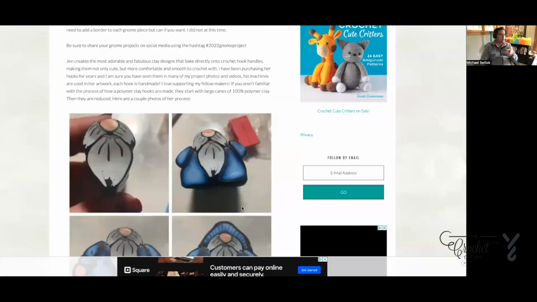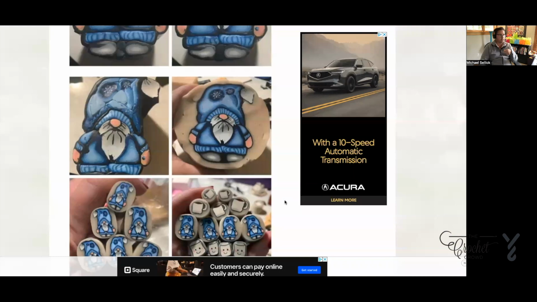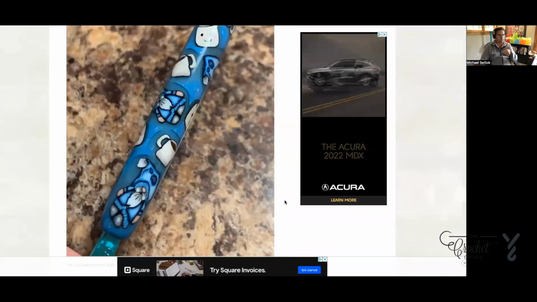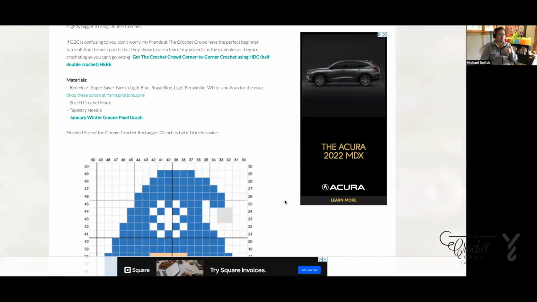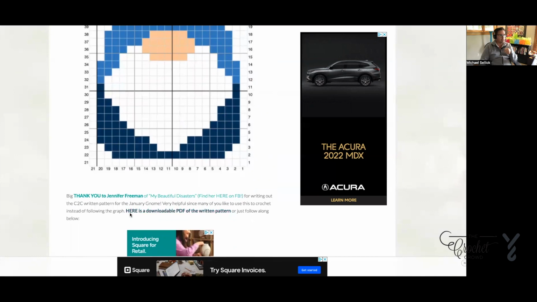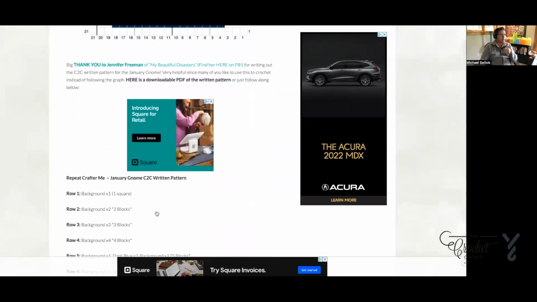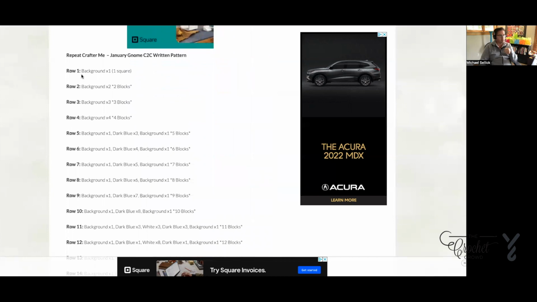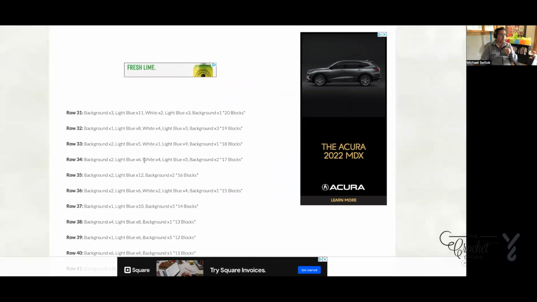You can see she's got other different types of crafting ideas going on as well. She's exceptionally crafty when it comes to all of these things. There's the graph right there, and you can just kind of puzzle it together. You can get the downloadable PDF of the pattern if you would like to do that. It's a really neat idea. She also has it in written format, just in case you prefer it that way as well.